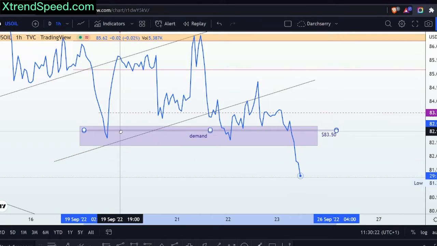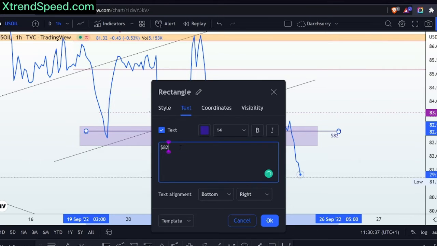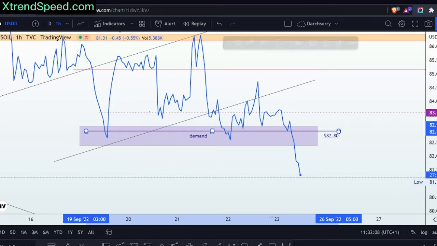So I have somewhere around the $83 area, between the $83 area and the 82.80 area, which appears to be most appropriate at this point. So let's see if we are going to be having price come back into this area. So we are looking at the $83 area, somewhere between the $83 area and the $82.80 area. So what we are looking forward to right now is a structure here.